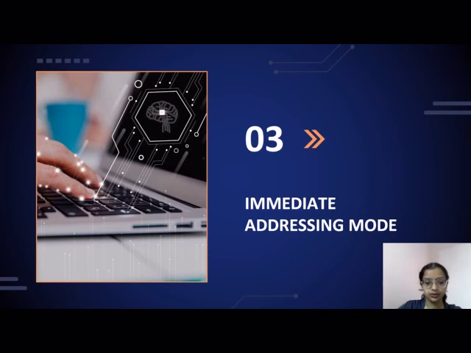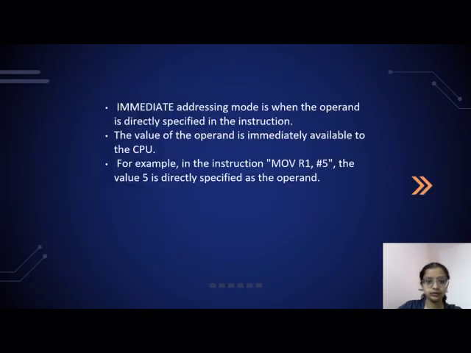Immediate addressing mode. Immediate addressing mode involves specifying the operand directly within the instruction. With immediate addressing mode, the CPU can immediately access the value of the operand. In the instruction move R1, #5, the operand value of 5 is directly specified for immediate processing.